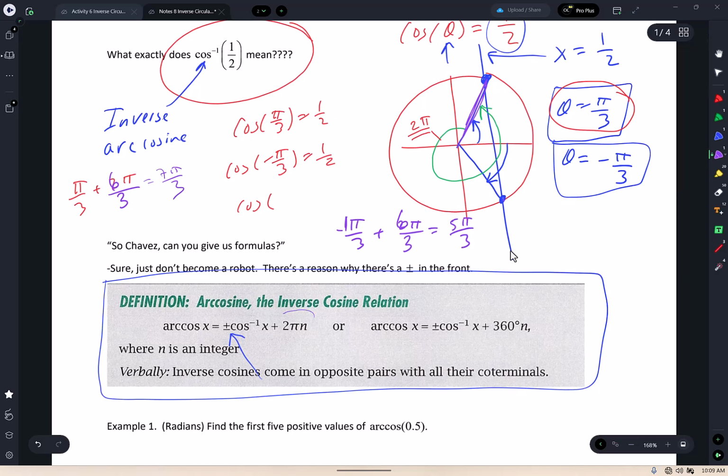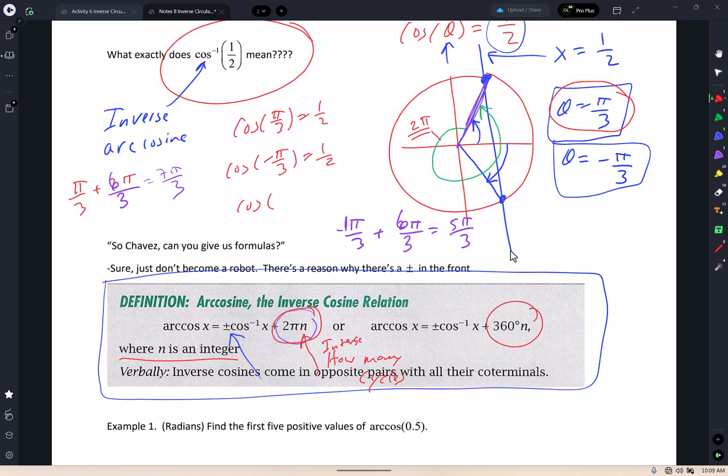All right. This is where this 2 pi n comes from, guys. That n stands for how many cycles you have done. How many cycles? It's an integer. n is an integer, and that's why they tell you there where n is an integer. Notice they put plus 360n if you're in degrees and 2 pi n if you're in radians.